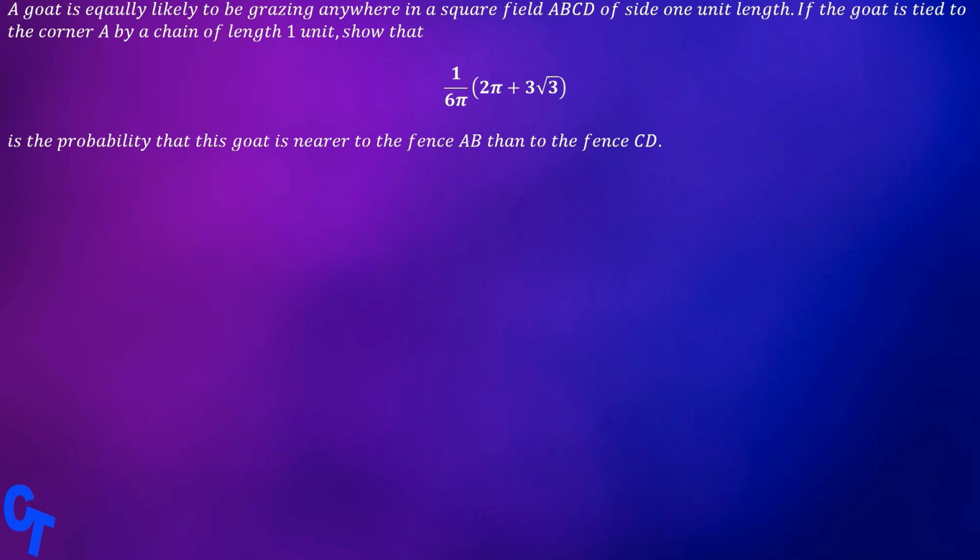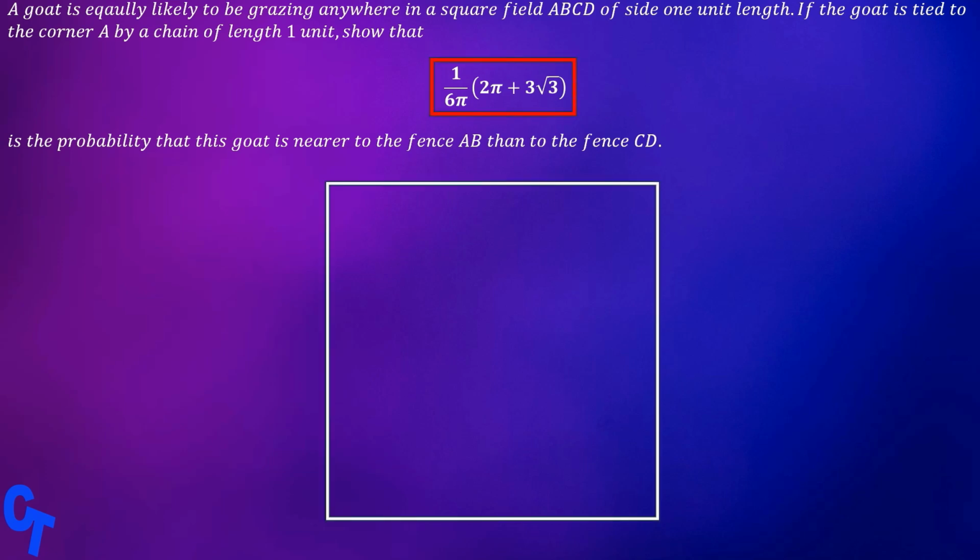So first of all, we need to draw a diagram. I think if we draw a diagram, this question will become easy. Okay, so let's draw the diagram. This is going to be our fence. Let's name our points A, B, C, and D. And remember that we're told that the length is 1 meter.